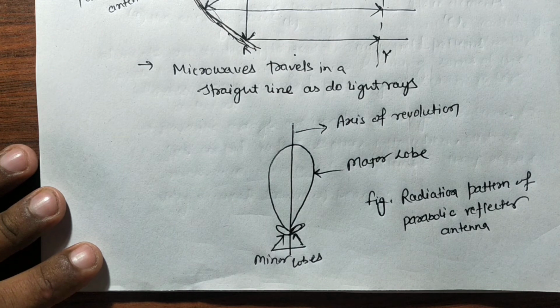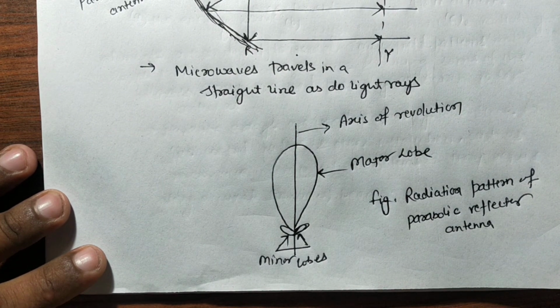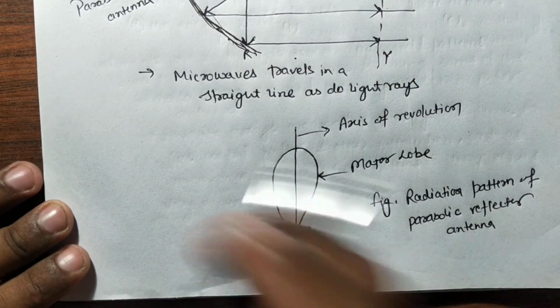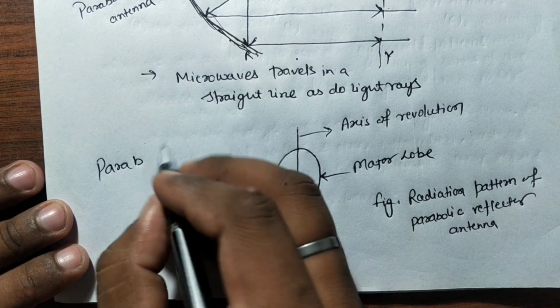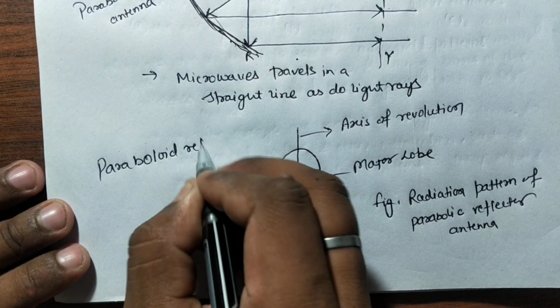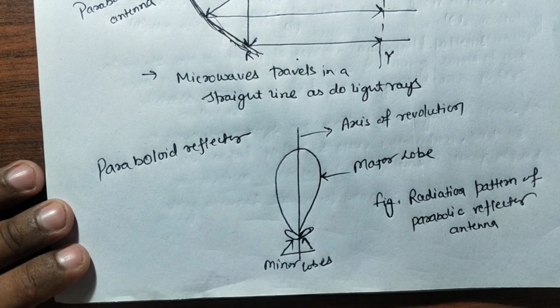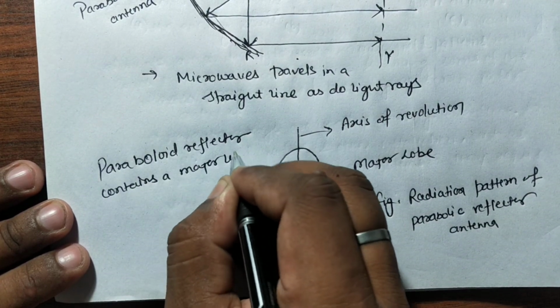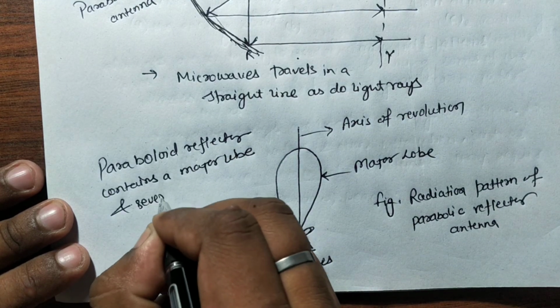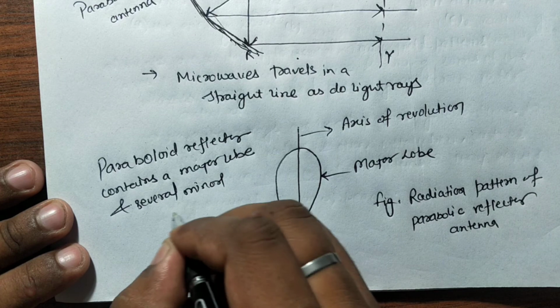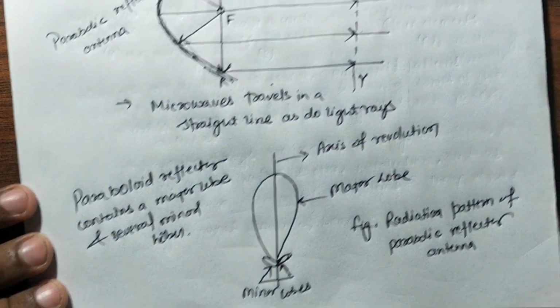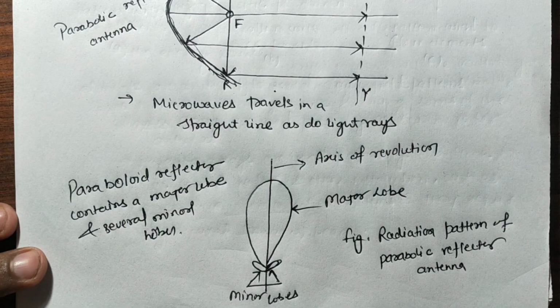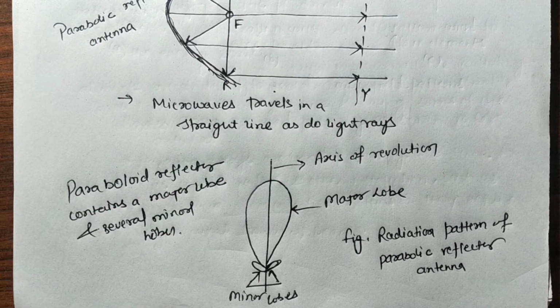So the figure which I have drawn here shows the radiation pattern of a paraboloid reflector, that contains a major lobe and several minor lobes. अब मैंने यहाँ बनाया दो ही हैं, तो ये आप सोच सकते हैं कि सर ने बनाया दो और लिख रहे हैं several minor lobes, तो एक के कंपैरेबली ये दो हैं तो उन्हीं को मैंने several कहा है.